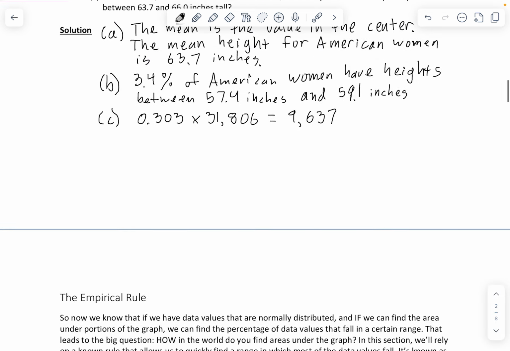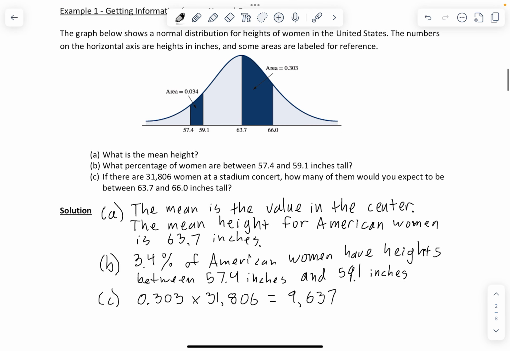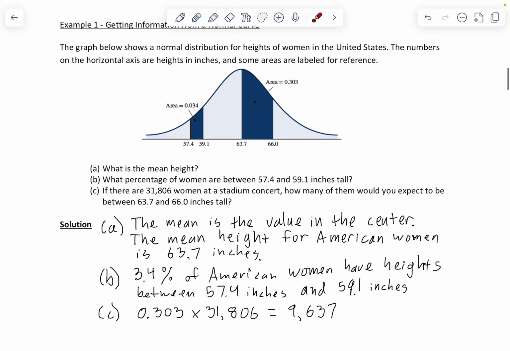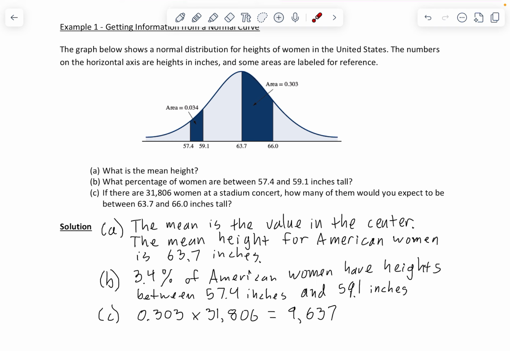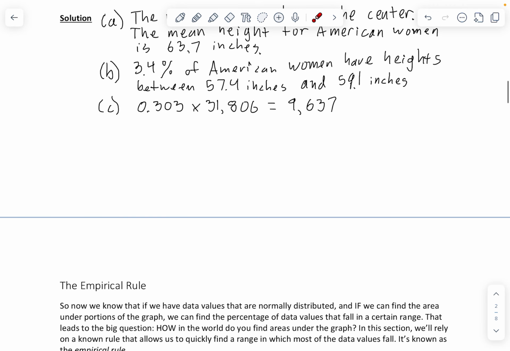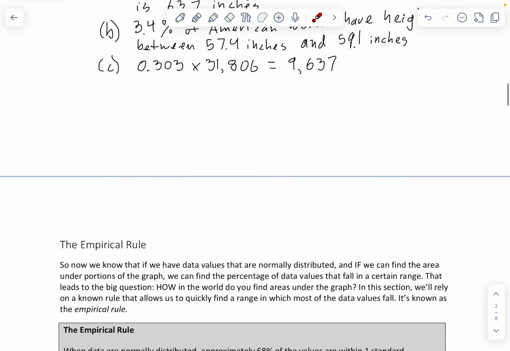In the example we just looked at, the areas were given to us. There are methods available for finding those areas, but in this example we were not asked to find them. They were just given to us. So how do we figure out that the area between 63.7 and 66 is actually 0.303, for example? We're going to look at a few techniques for finding areas.